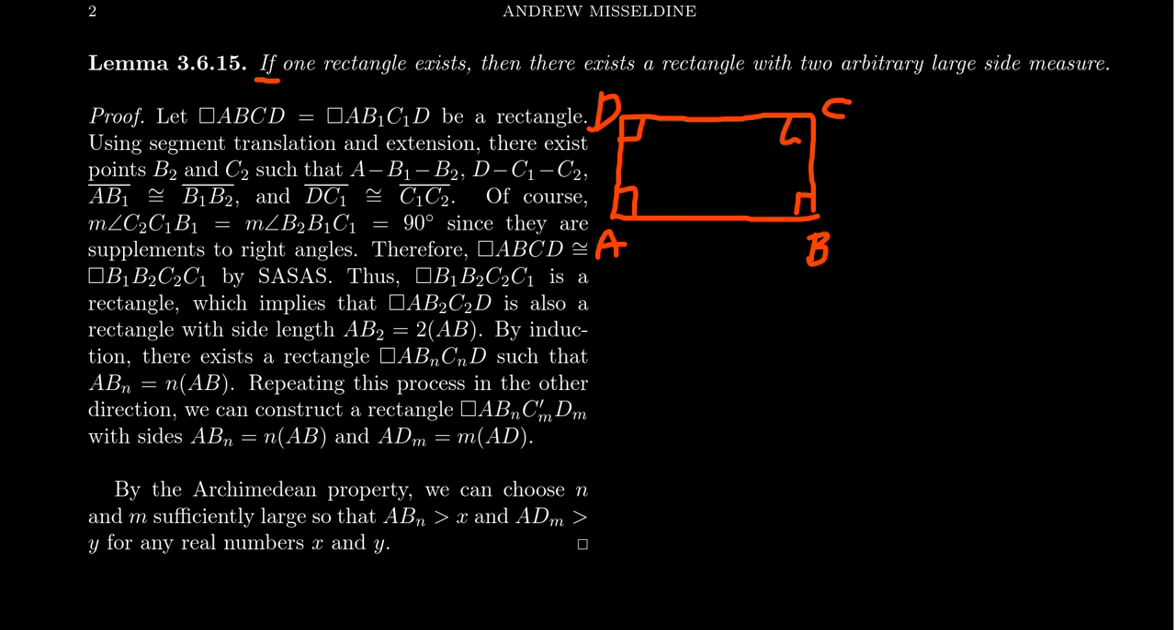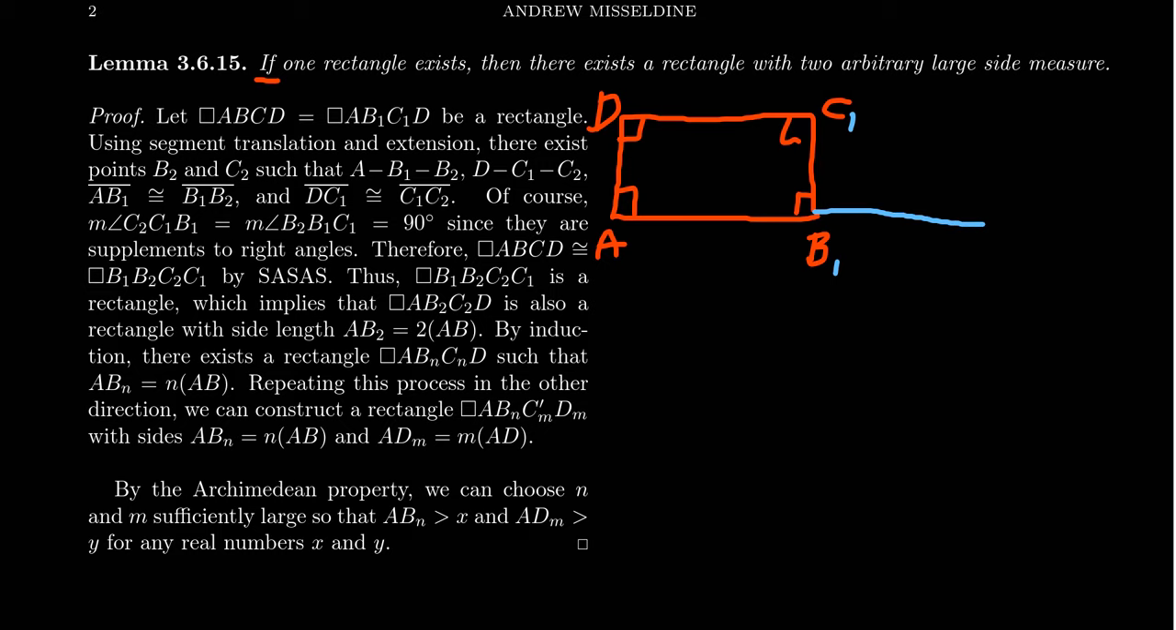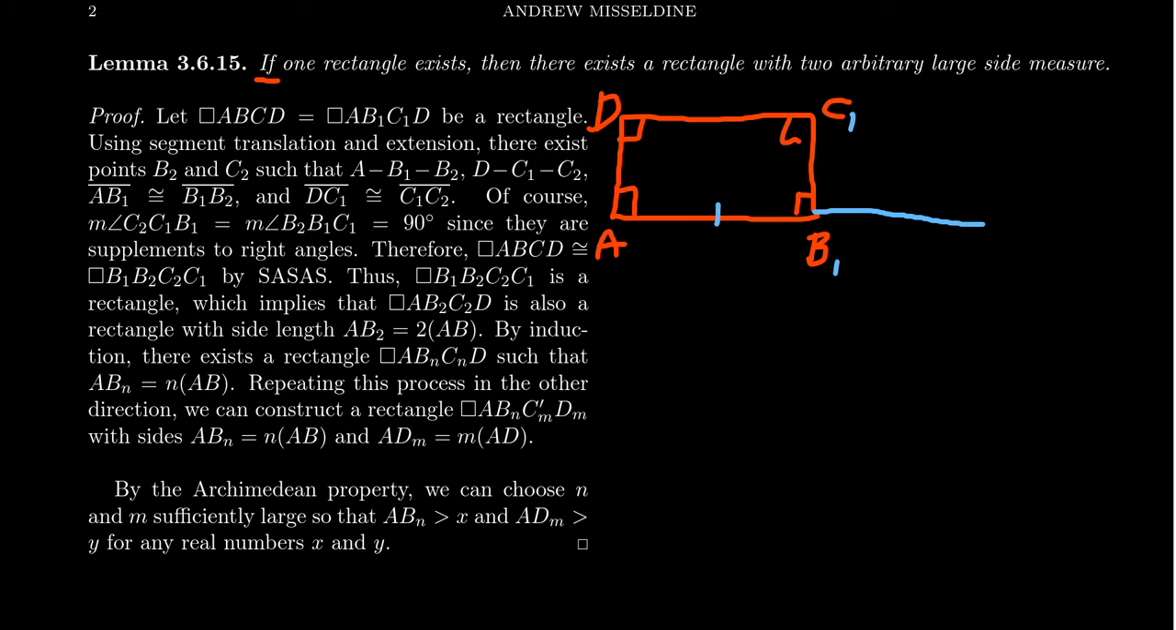So these vertices B and C, I actually want to think of like step one of an induction argument we're going to do in a moment. So let's relabel them B1 and C1. Because the idea is by segment translation and the extension axioms, we are going to copy the segment A, B1. There's some new point B2 so that the segment B1, B2 is congruent to the segment A, B1.